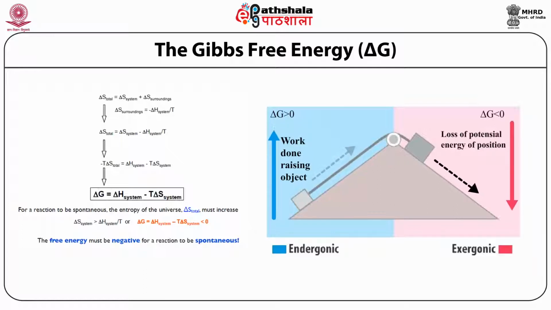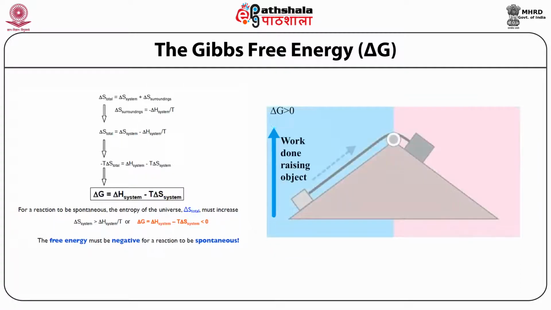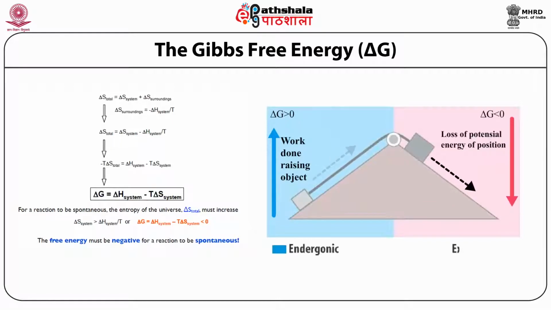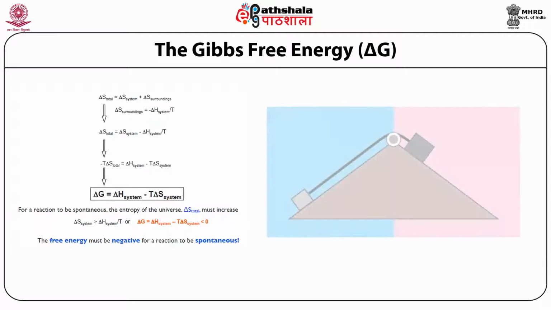For a reaction to be spontaneous, the entropy of the universe, delta S total, must increase. So if T delta S is more than delta H, or delta G equals delta H of the system minus T delta S of the system is less than 0, then the free energy must be negative for a reaction to be spontaneous.